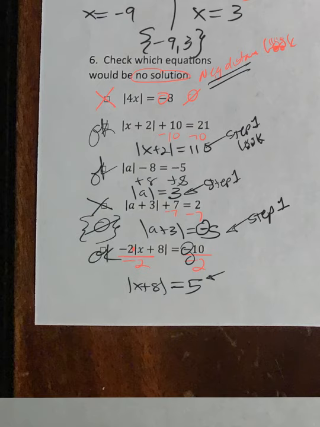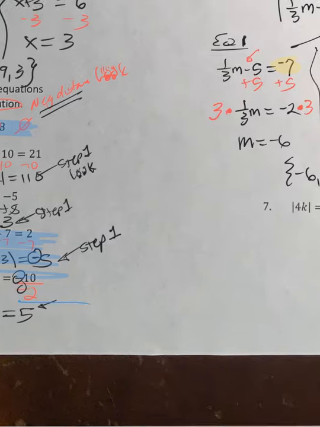So the only two that gave me a no solution situation was the first problem and the third problem. Those are the only ones that gave me a no solution. So you have to isolate first, and then you have to look with your eyes and analyze if you have a negative distance. So step 1 must always be done first.